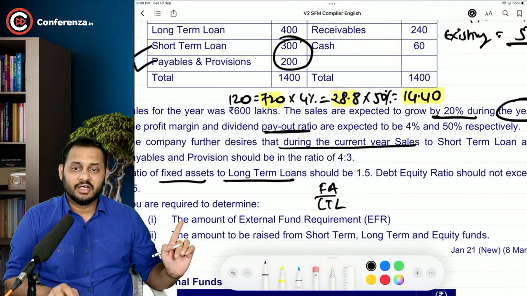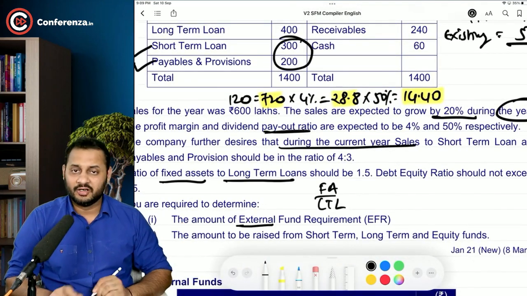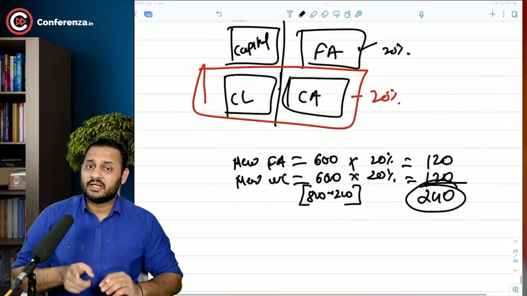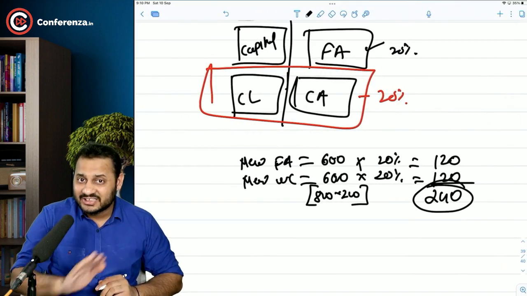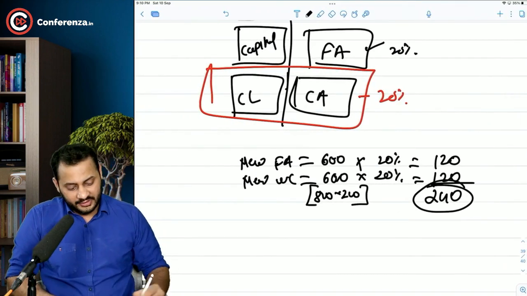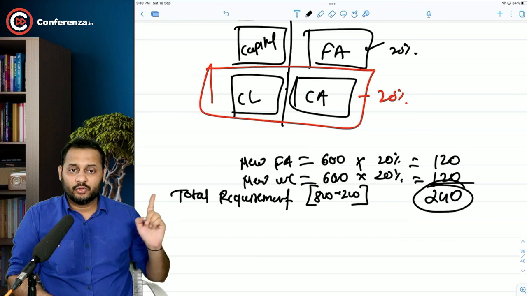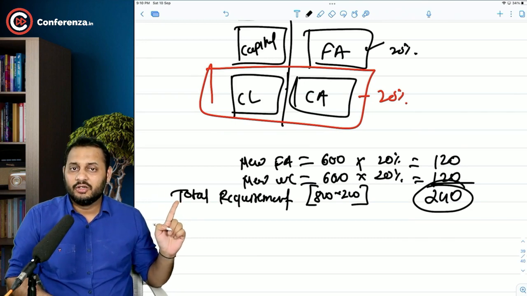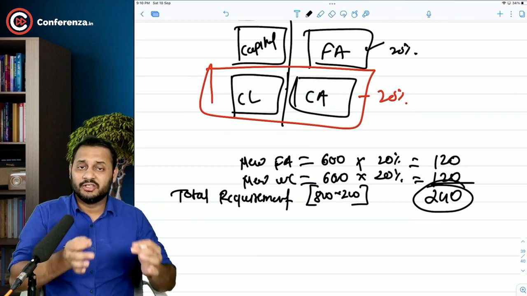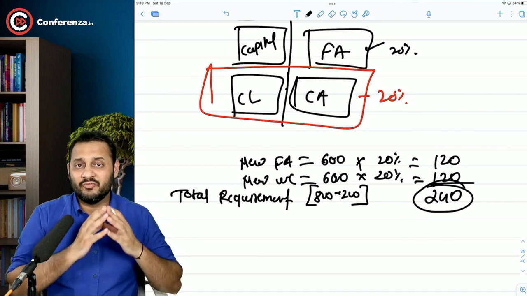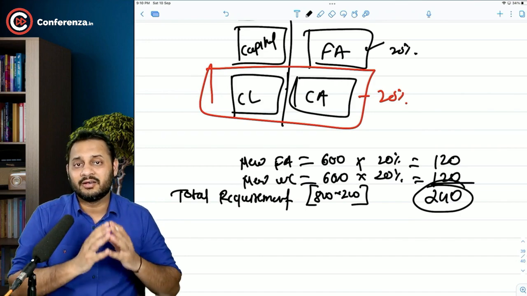See, the question is the amount of external fund requirement. But try to understand, this 240 is not the external fund requirement. It is the total requirement. Now what is going to happen? We are going to fund this requirement first with the money that we already have in our reserves.